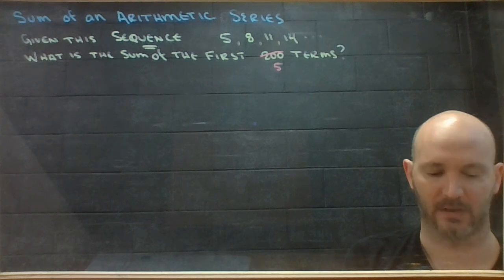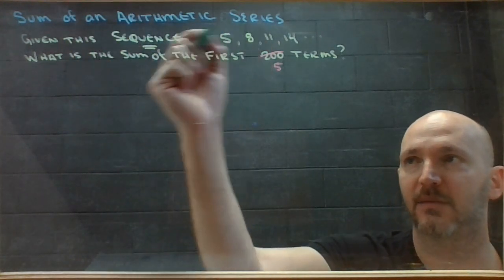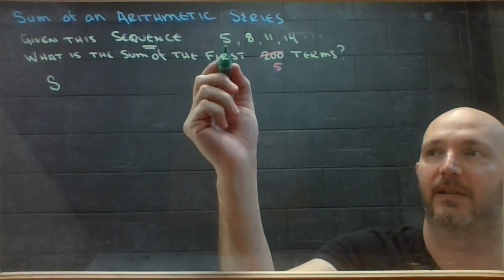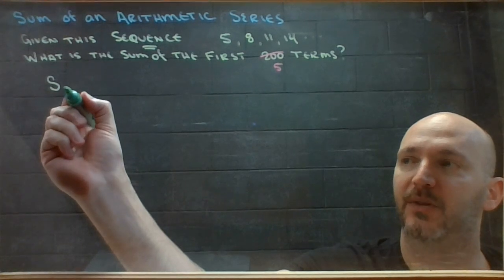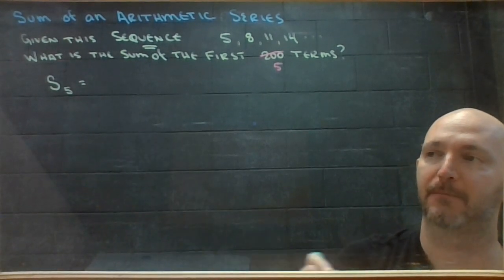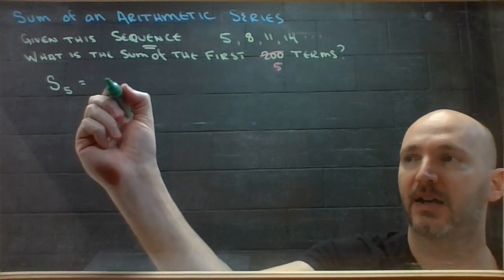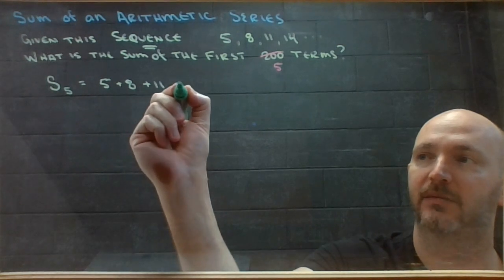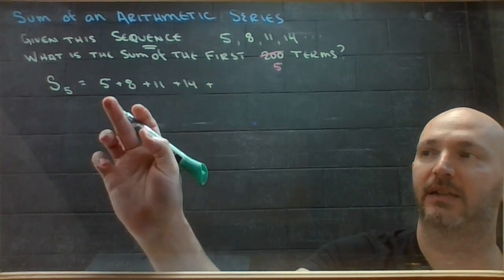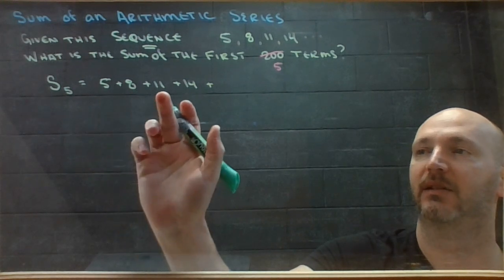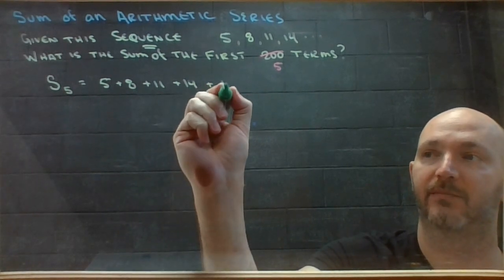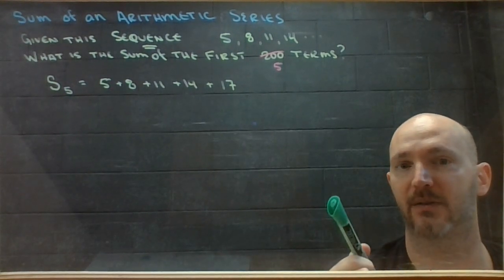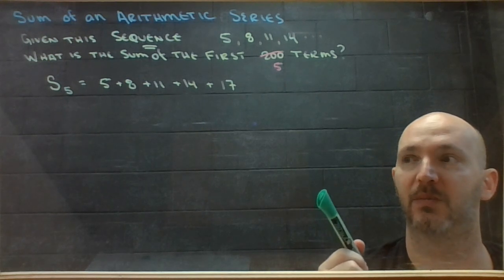All right, so I need a symbol for sum. So I'm going to use an S, and I'm going to see that there are 5 terms. So I want the sum of the first 5 terms. Well, that would be 5 plus 8 plus 11 plus 14. And I need a 5th one here. It looks like they're going up by 3 each time. Okay. Now, I am not going to add those manually because I'm trying to use them to build a formula right now.